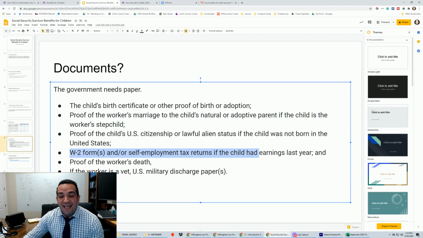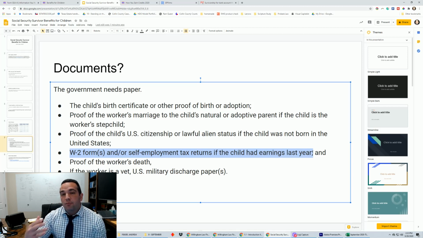W-2 forms if the child has earnings. The government wants to know if, let's go back in time to when Britney Spears was making tens of millions of dollars as a child.